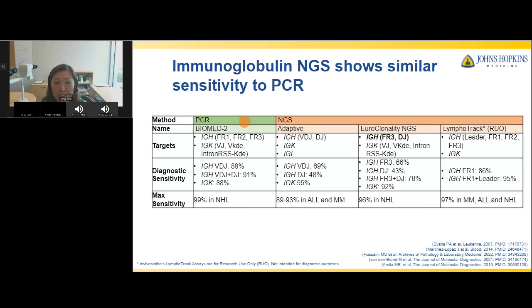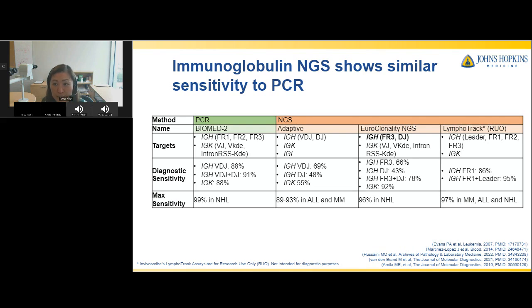The NGS techniques overall, if you look at maximum sensitivity, actually show quite similar sensitivities, though disease-specific sensitivities are not as well established. And the primer set level sensitivities are not always comparable. The adaptive technology, as you may know, is the only FDA-approved sequencing assay for minimal residual disease monitoring.